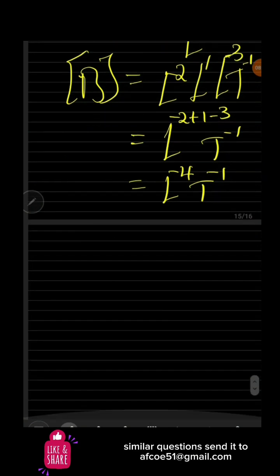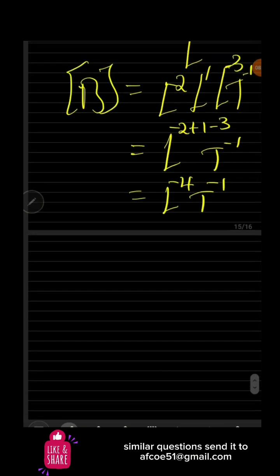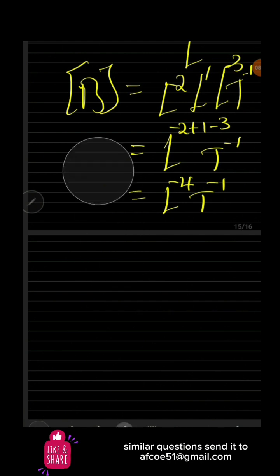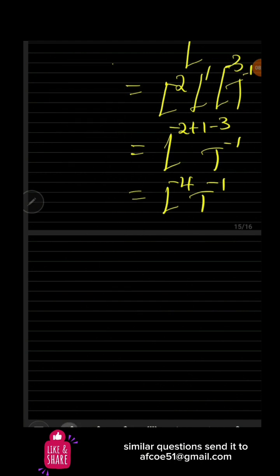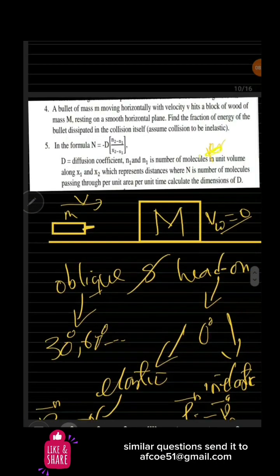If I'm right, if n is per unit volume, then the equation will automatically change. But which type of D is this? Okay, so the dimensions of T. So I can conclude the dimensions of D is given by L to the negative 4, T to the negative 1. So that is it.